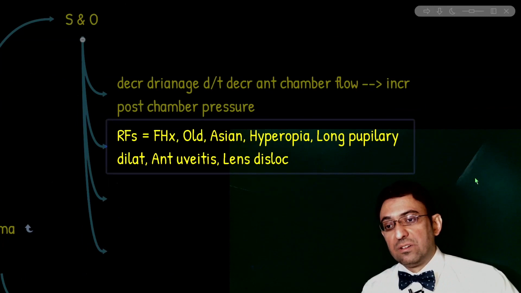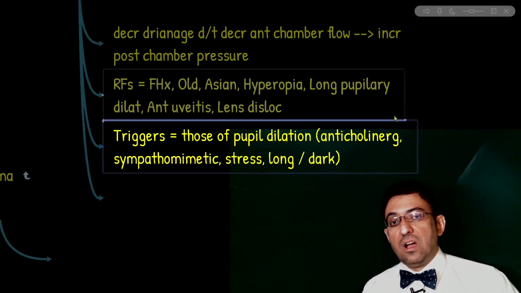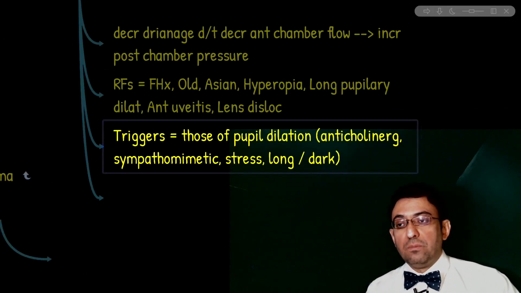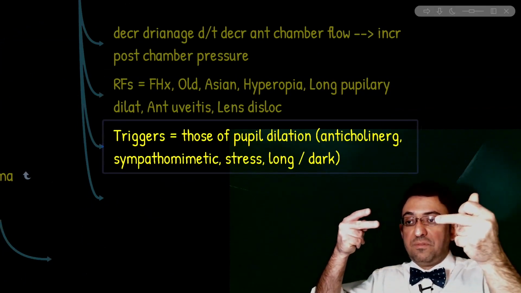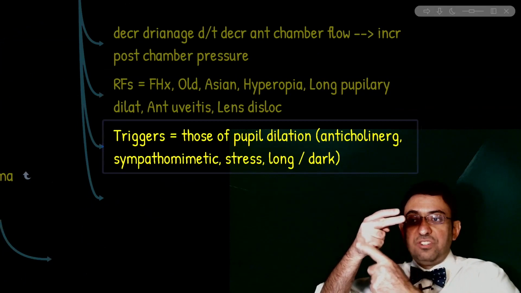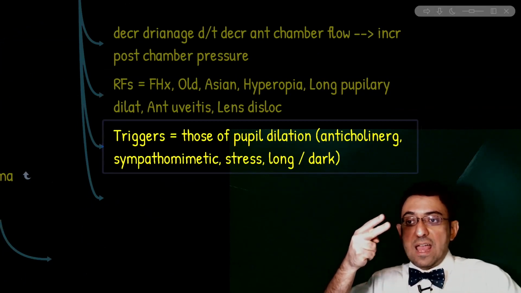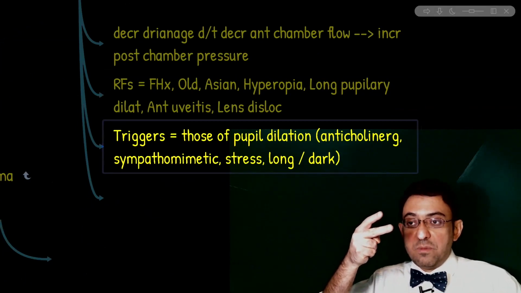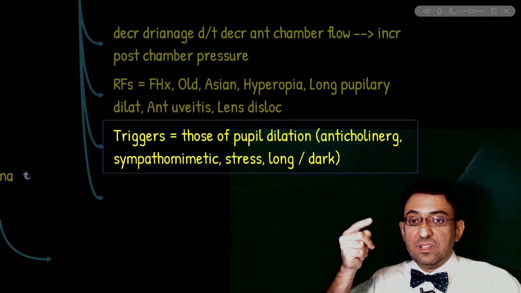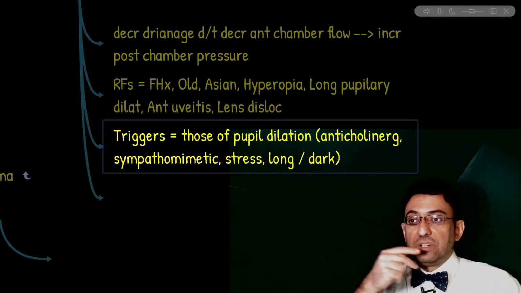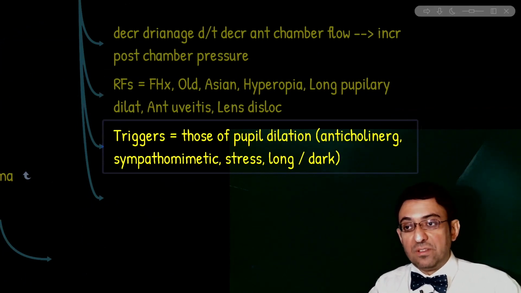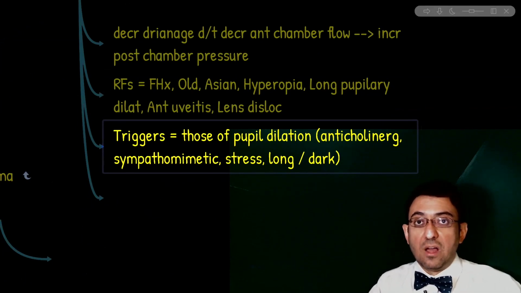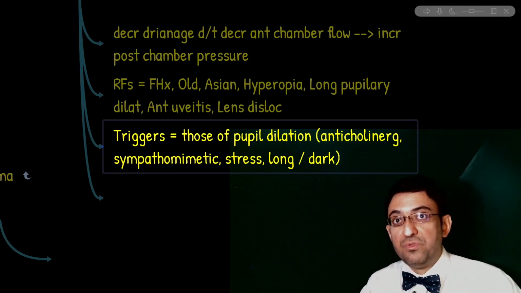How about the triggers? Well, based on the discussion of the receptors, any condition that causes pupillary dilation would result in further buildup of tissue in the iridocorneal angle. So either sympathomimetics with alpha-1 activity or anticholinergics. Sympathomimetics could also mean prolonged stress. And also a very famous case presentation is a patient who has spent a long time in a dark room, such as a movie theater.